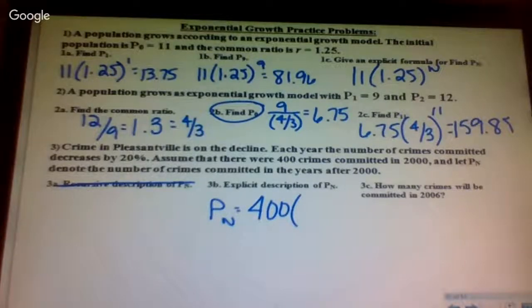Pee-wee, if we're decreasing by 20%, so we're going 20% less than 100, what percent is that? 80, written as a decimal is what? Perfect.